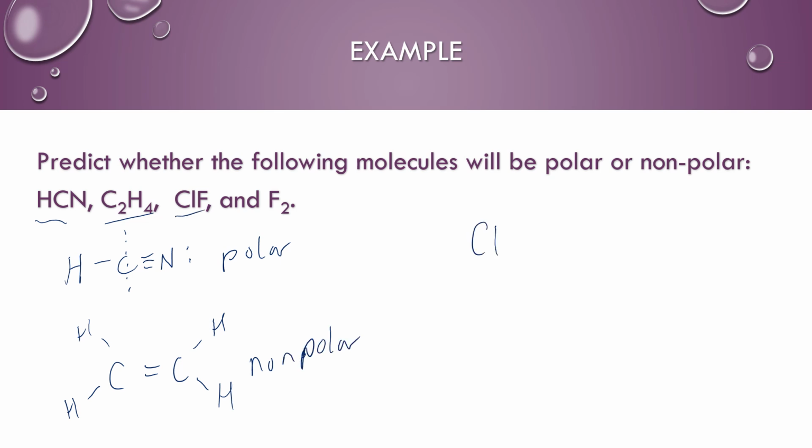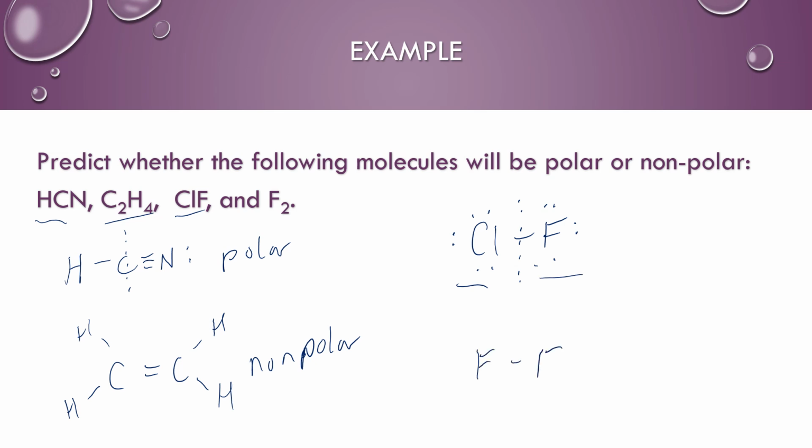ClF is just the two atoms like this. And so this one would be polar. If you wanted to compare it to other polar bonds, you would need to use the electronegativity values, but you can tell that it is at least slightly polar because they are different atoms.